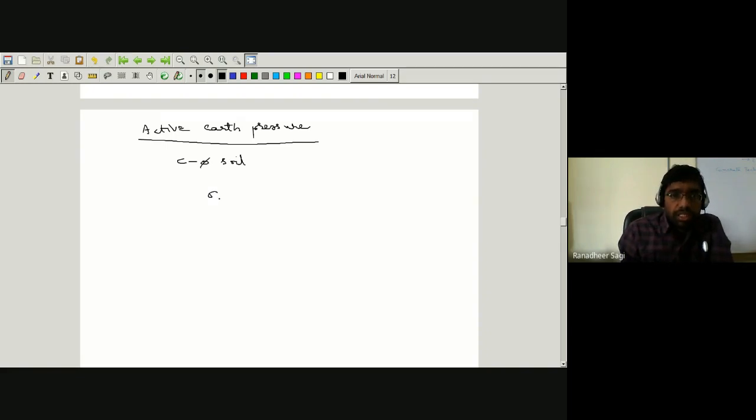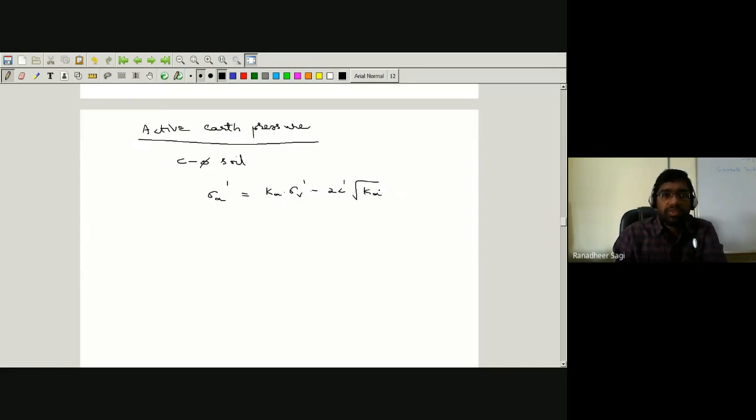That's nothing but sigma A dash is equal to Ka into sigma V dash minus 2C dash into under root Ka. This was the expression we saw while deriving the active earth pressure in the case of c-phi soil. And we went on to subsequently understand at some particular depth.